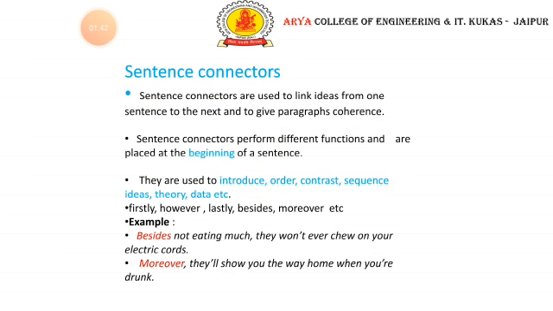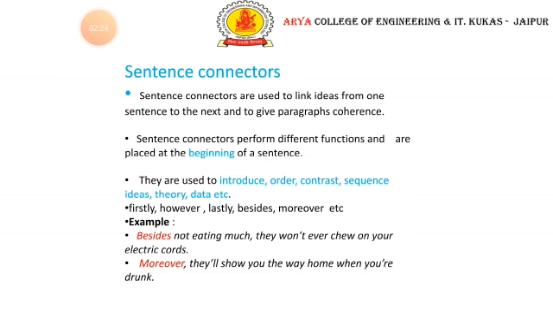Sentence connectors. Sentence connectors are used to link ideas from one sentence to the next and to give paragraph coherence. When put at the beginning of a sentence, they connect it to the previous one, and they are generally placed at the beginning of the sentence. They are used to introduce order, contrast, sequence, ideas, theory, data, etc. Firstly, however, lastly, besides, moreover, etc. Besides not eating much, they won't ever chew on your electric cords.